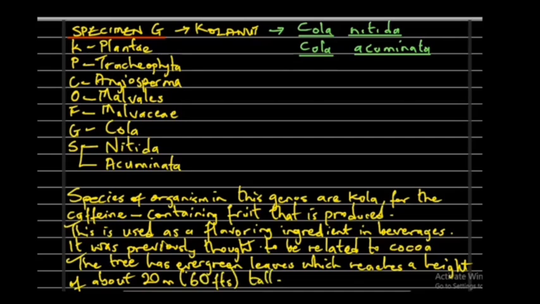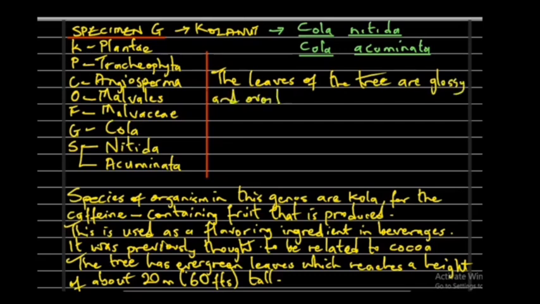So yes, if you look at the leaves, the leaf of the plant now, they are glossy and ovoid in shape, with about 30 centimeters in width.